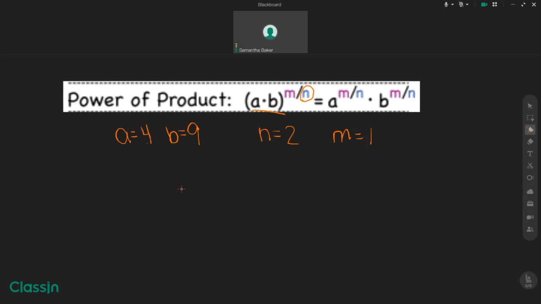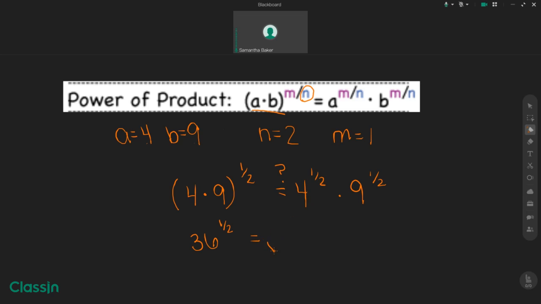So now let's plug this in. For the left side, I've got 4 times 9, and then we're raising that to the 1/2 power equals 4 to the 1/2 times 9 to the 1/2. And we're going to put a little question mark there. Okay, so I've got 36 to the 1/2 because 4 times 9 is 36.